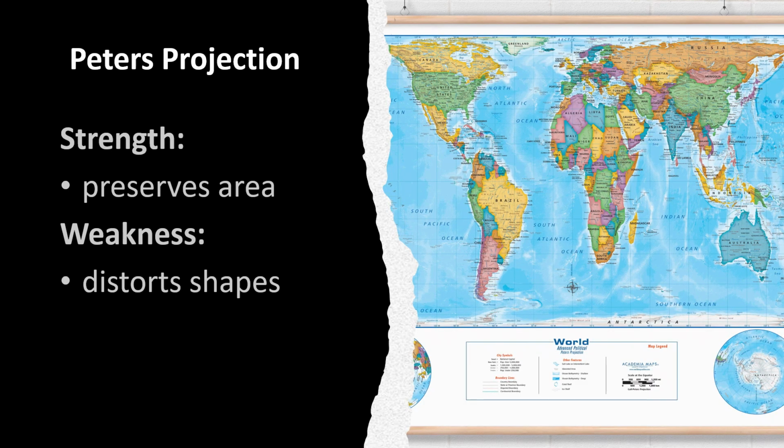Now, the Peters projection is sad too, but it distorts the shape of countries. The strength is that the areas are a lot closer than in the Mercator projection. But the weakness is, if you look at the map on the screen, they're long and skinny on all the countries. So it looks a little odd to us.